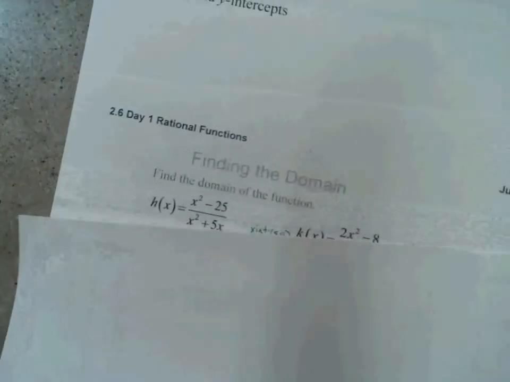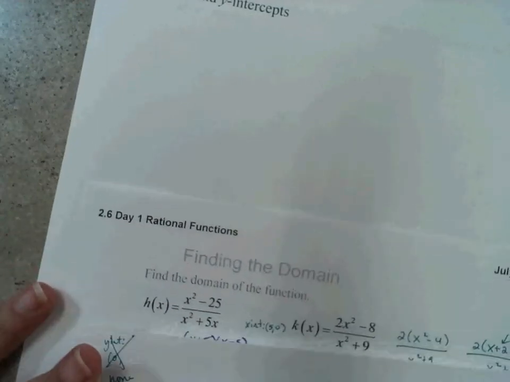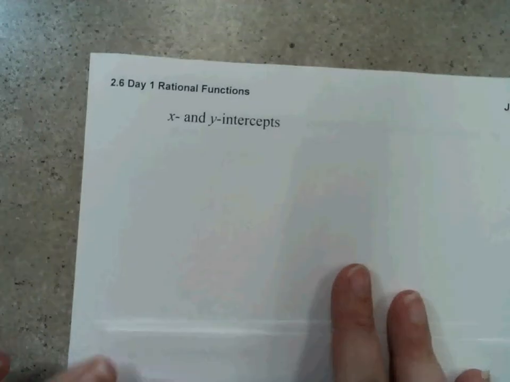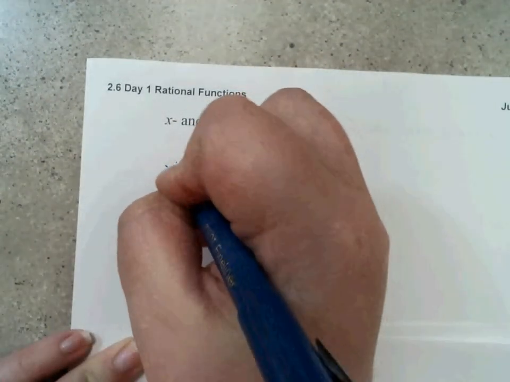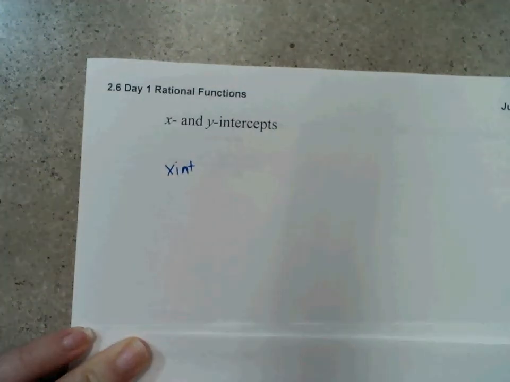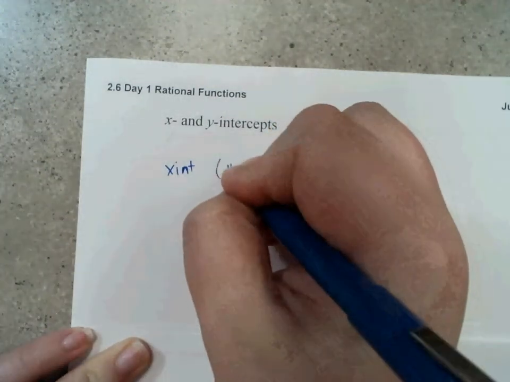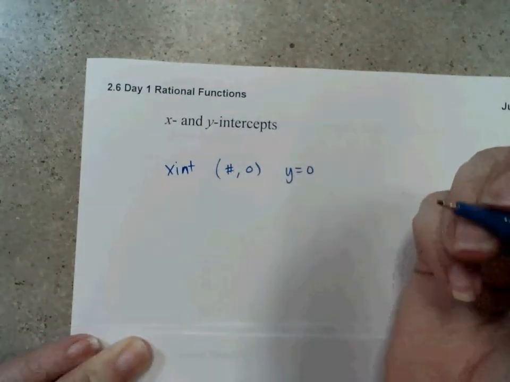We've already talked about that. So let's go to here. X and y intercepts, I already kind of mentioned that. We've already been talking about it. So just as a recap, x-intercept is some number comma 0, right? It's when y equals 0.